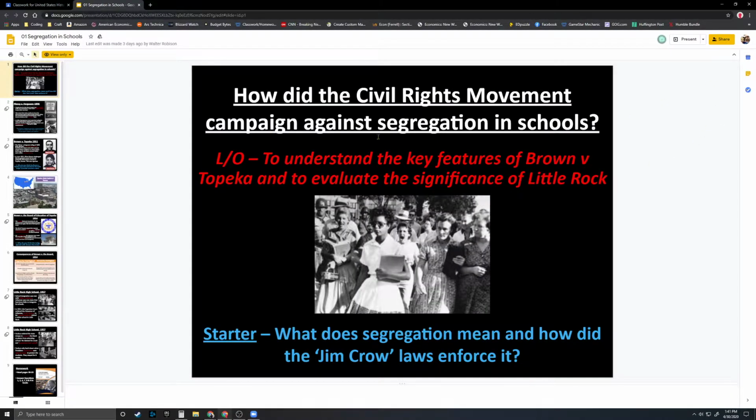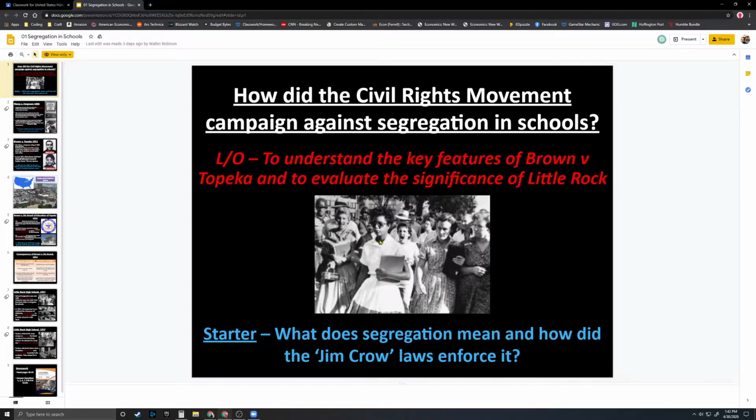How did the Civil Rights Movement campaign against segregation in schools? That's what I meant to say. All right, so our learning objective is to understand the key features of Brown versus Topeka and to evaluate the significance of Little Rock.